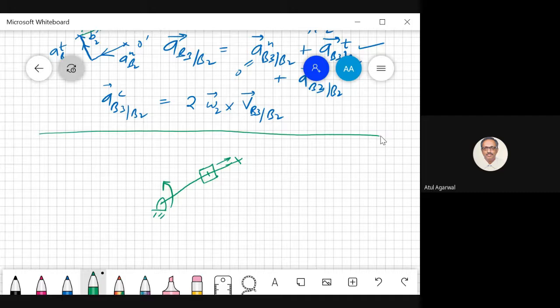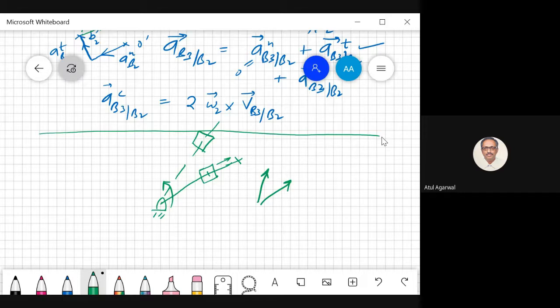Now, what is happening? This bar is rotating. After some time, this bar is here, and your slider has also moved out. Can you see this? Okay. Now, what has happened? This radial velocity was like this. Now it has changed direction. Initially, radial velocity was like this. Now it has become like this because of this rotation of the bar.